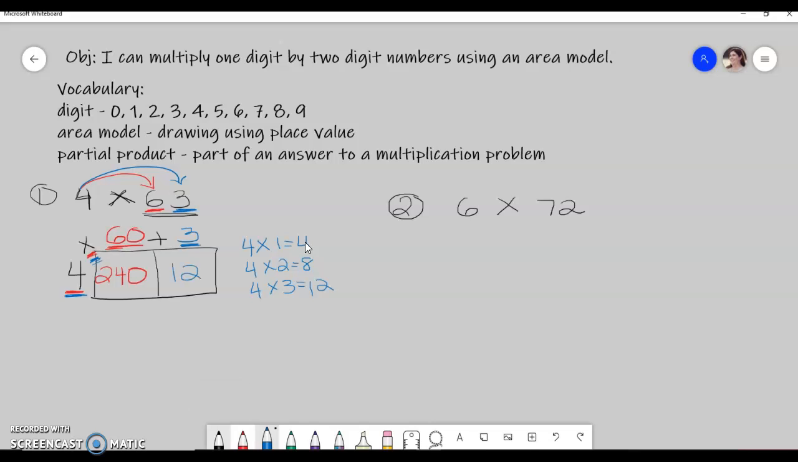Then, after you have your area model filled out like this, where we have a number in each box, those numbers are called partial products. They're part of your answer to your multiplication problem. So we are going to take those two numbers and we are going to add them together to get our product. 0 plus 2 is 2. 4 plus 1 is 5. 2 plus nothing is 2. So our product is 252.